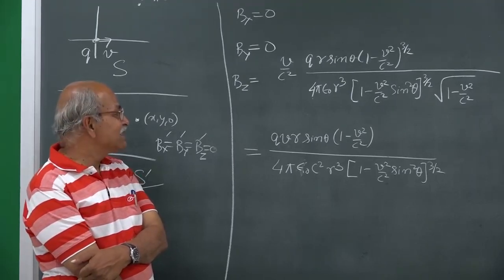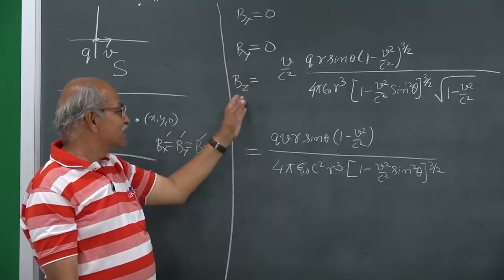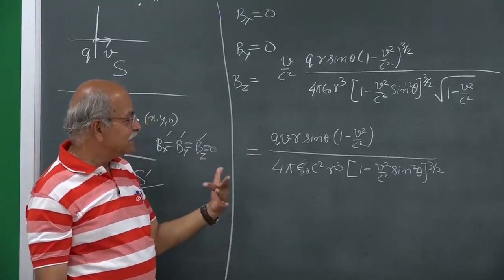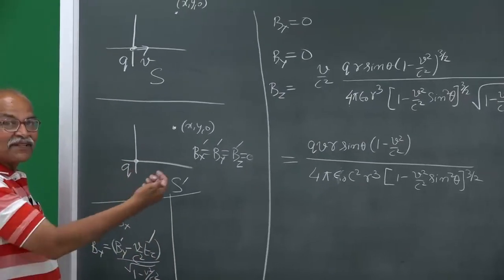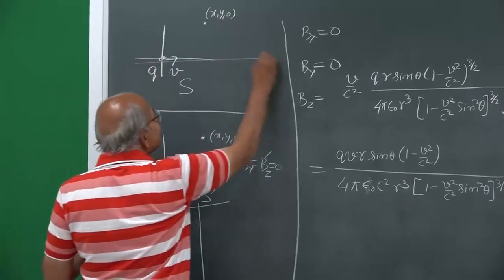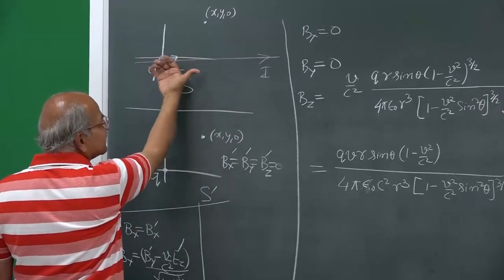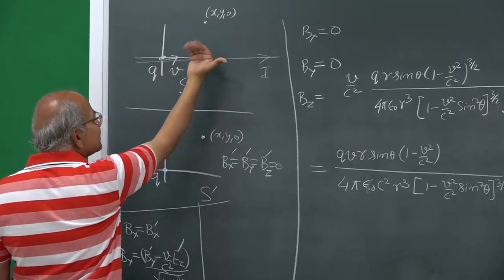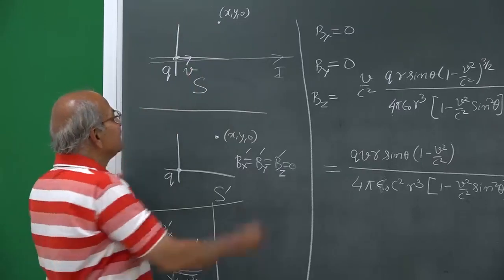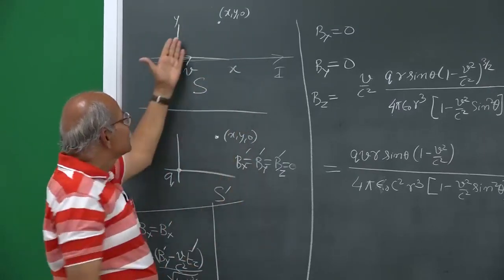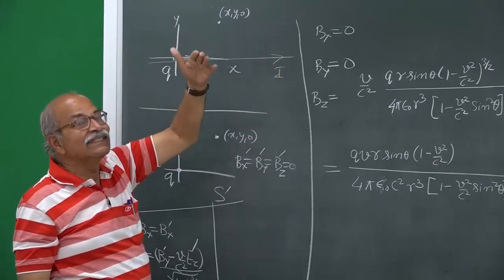The magnetic field is in Z direction. Y component is 0, X component is 0, and you have Z component only. So you can use your right hand thumb rule. If you have a current in this direction, you can put your right hand thumb along the current and the fingers will give you the direction of magnetic field. So here the magnetic field will be coming out of the board, and this is X axis and this is Y axis, so Z axis in that direction. So magnetic field for this current would have been in Z direction.